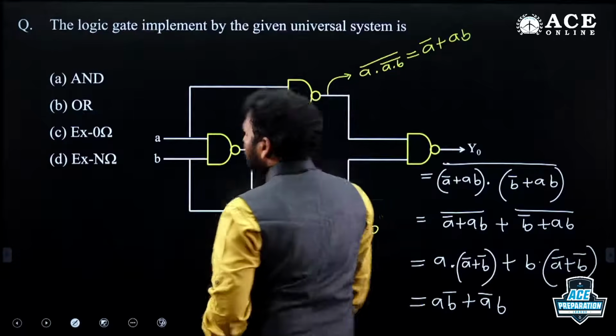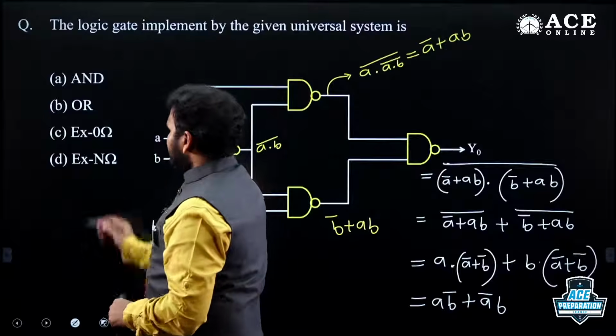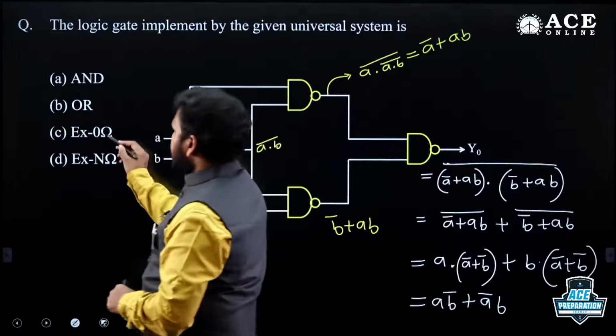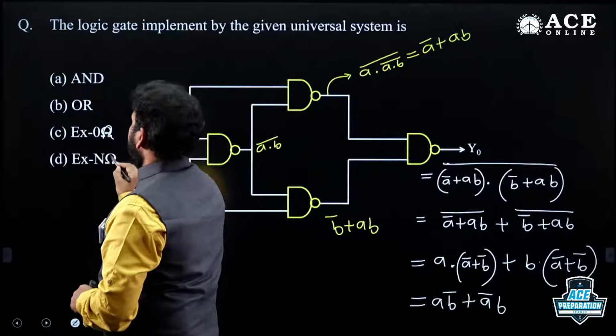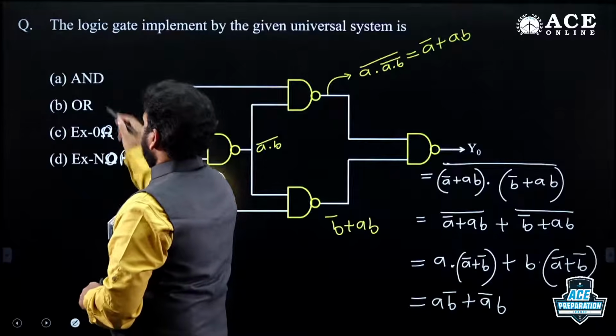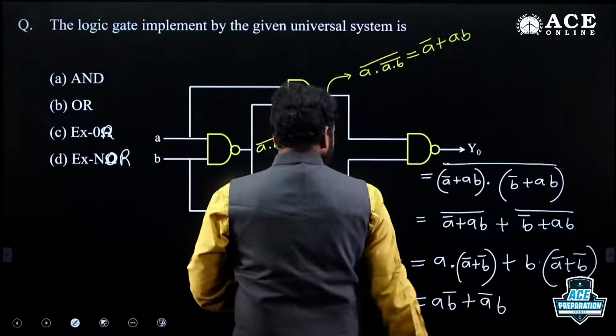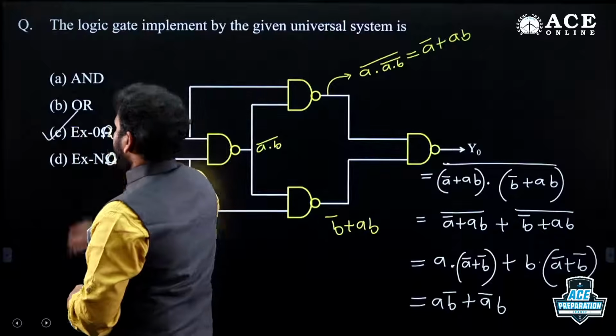So this is a XOR gate. Sorry, this is a typing mistake. This is XOR. This is XNOR. Okay, XOR, XNOR, XOR.